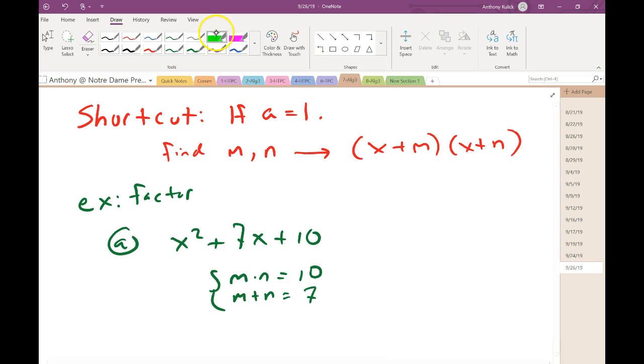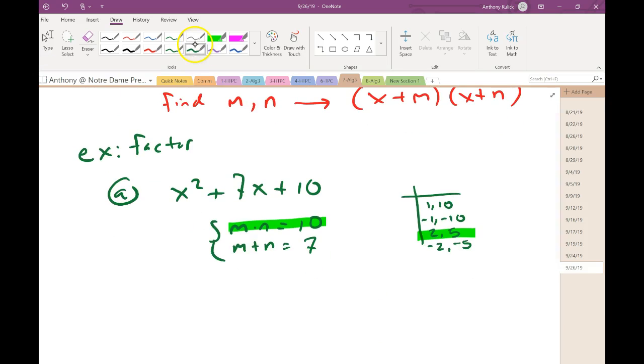So we always start with the multiplication list. What are the numbers that multiply to give me 10? Well, I have 1 and 10, negative 1 and negative 10, 5 and 2, and negative 5 and negative 2. Do any of those add to give me 7? 2 and 5. So what does that allow me to do then? Straight to my answer.